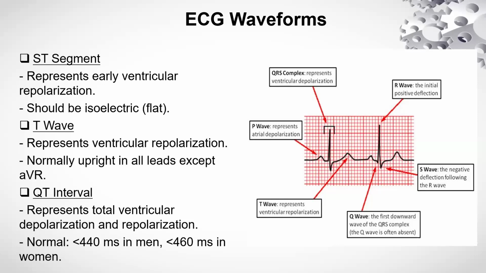And this is why, when you're doing synchronized cardioversion or defibrillation, you want to synchronize your electrical discharges. You don't want it on the T wave because this is during ventricular repolarization, and if you do that, then you can have ventricular arrhythmias. So the QT interval represents the total ventricular depolarization and repolarization, and it's usually less than 440 milliseconds in men, or less than 460 milliseconds in women.